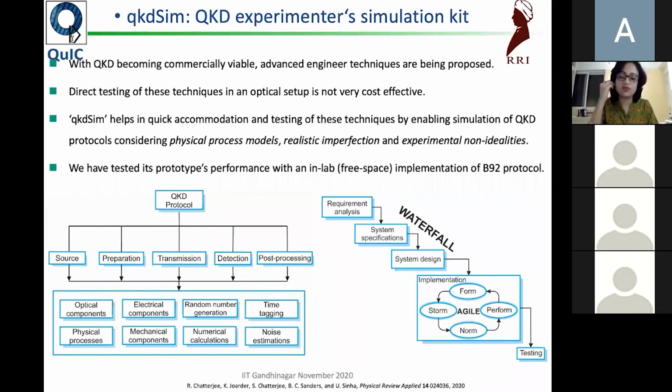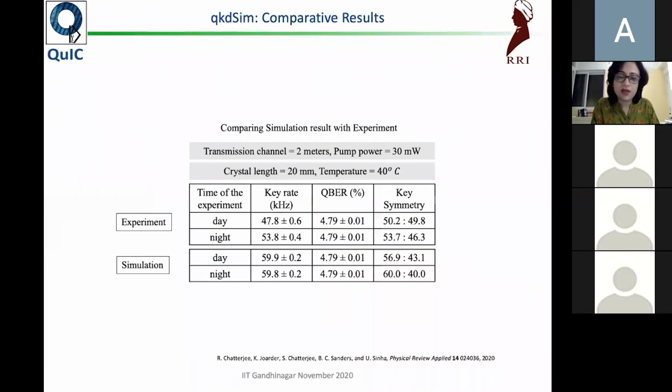And we followed what is called the Agile model of software development. These are the comparative results between theory and experiment, and simulation and experiment. And you can see that the key rates are in the same ballpark. The Q bar, of course, is restricted to 4.8. Otherwise, if you did not have such a toolkit, you would expect the key rate to be, let's say, 200, whereas what you end up with in the lab is 50.